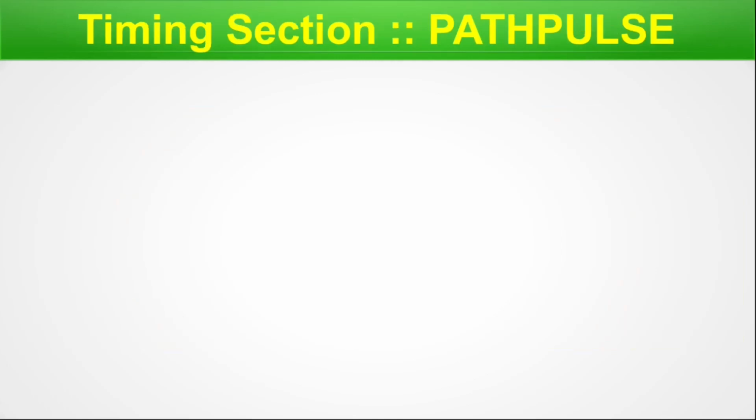Timing section, the path pulse. When a signal passes through a cell instance, we have a checkpoint depending on the pulse width. This is path pulse. Here we have two pulse width thresholds which a signal has to satisfy to cross the cell. These thresholds have unit equal to the time unit of the simulation.